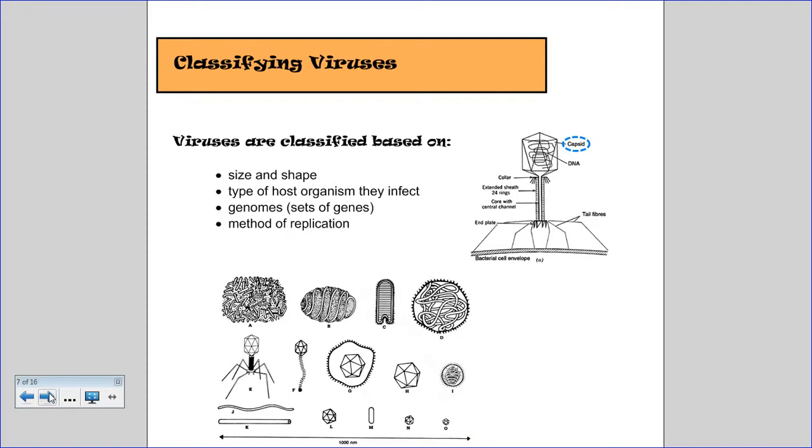So, classifying viruses. Viruses are classified based on their size and shape, the type of host organism they infect, their genomes, which just means their sets of genes, their DNA or RNA, whichever they have, and their method of replication. So we're going to be looking at a typical virus and how it replicates. How other ones do is similar, but not exactly the same. This one is a bacteriophage. So you're going to be drawing some of the main parts of the bacteriophage.